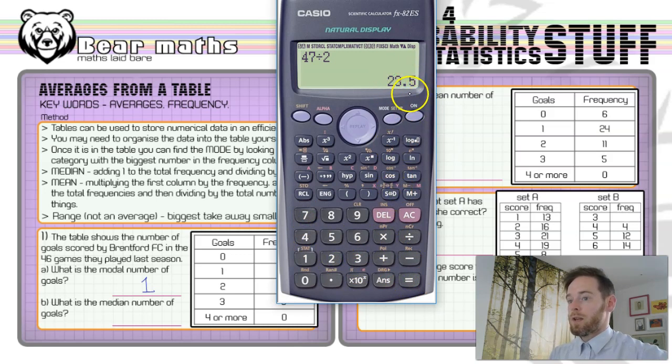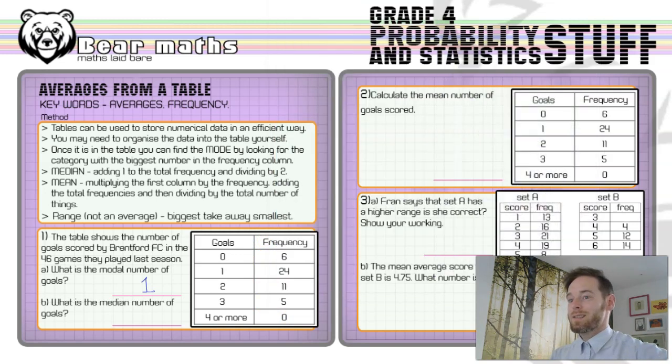So what we're looking for is the 23.5 value in the frequency column. Where does that sit? Well, it doesn't sit in 0 goals because there's only 6 there. Then we add 24 on. That gets us up to 30. So we're actually doing a cumulative frequency, just adding the frequencies as you go along. So that 23.5 value lays in this category here, which is 1 goal. So the median number of goals is also 1. That's the quick way of doing this.